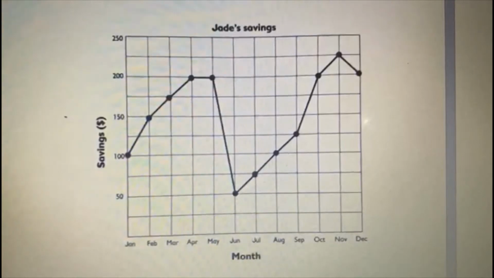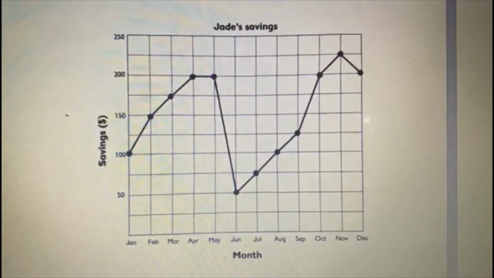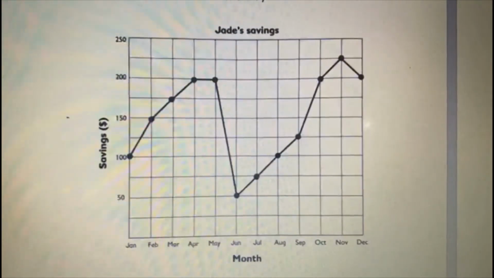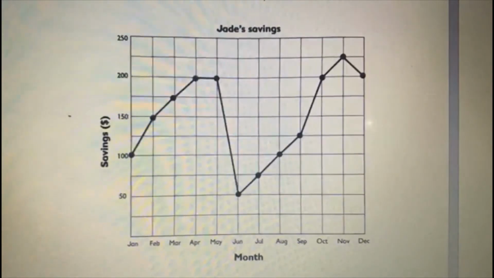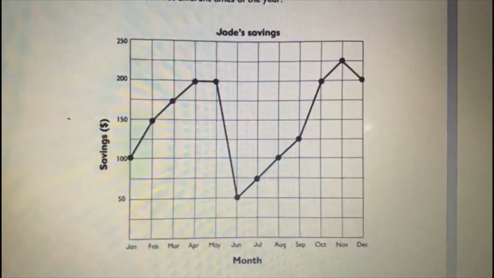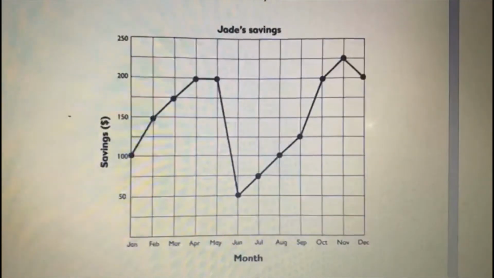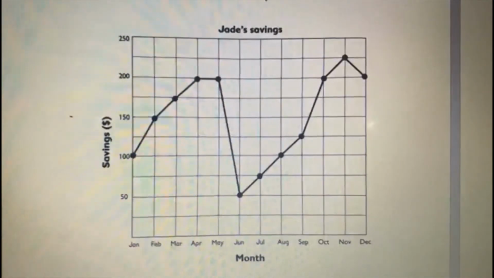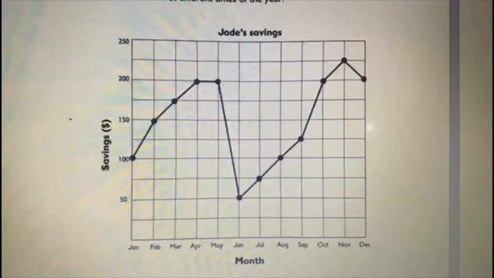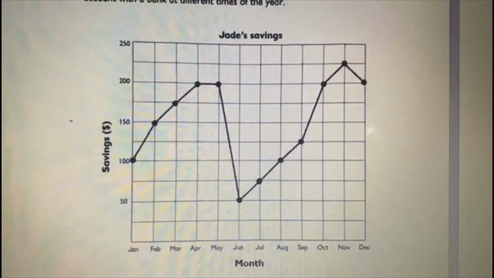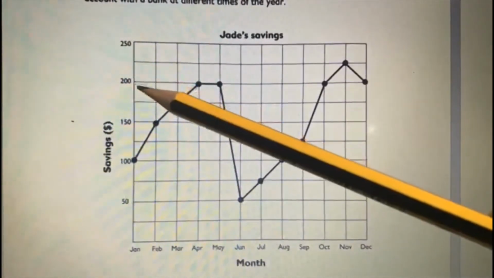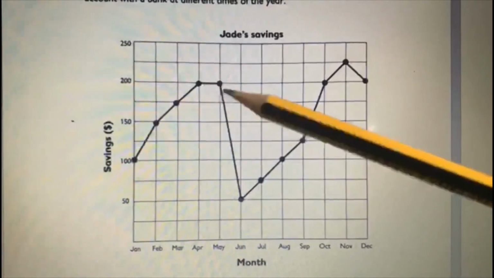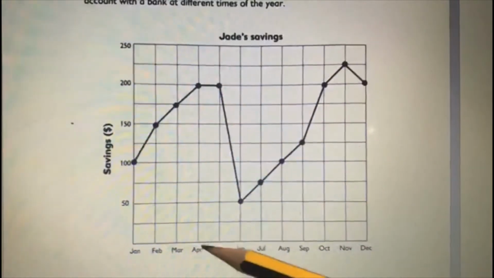Now see question G. The mode of Jade's money is $200, which she has in 4 of the months. Which are the months? You can see in which months Jade's savings are $200. See, this is 200. Follow the lines. Here the dot is coming here, which means it is April. Here it is May.